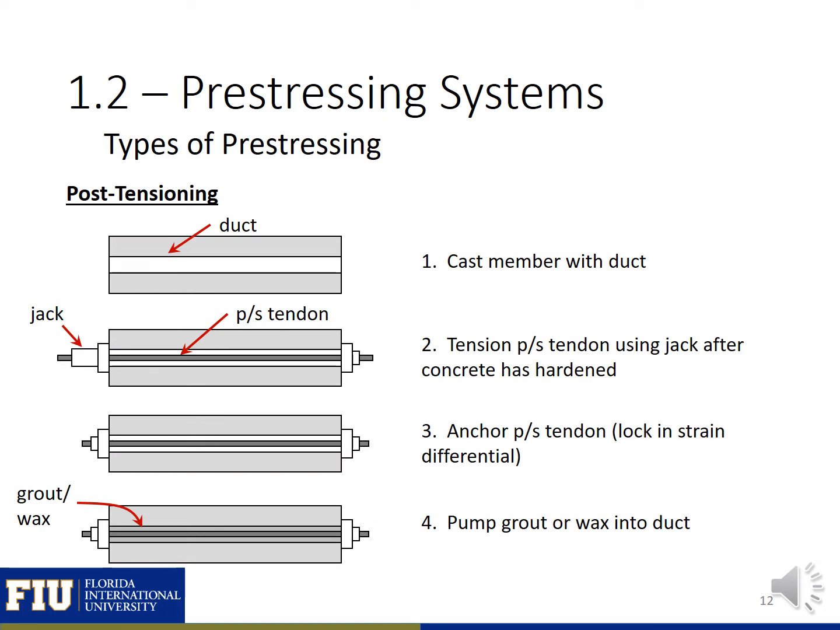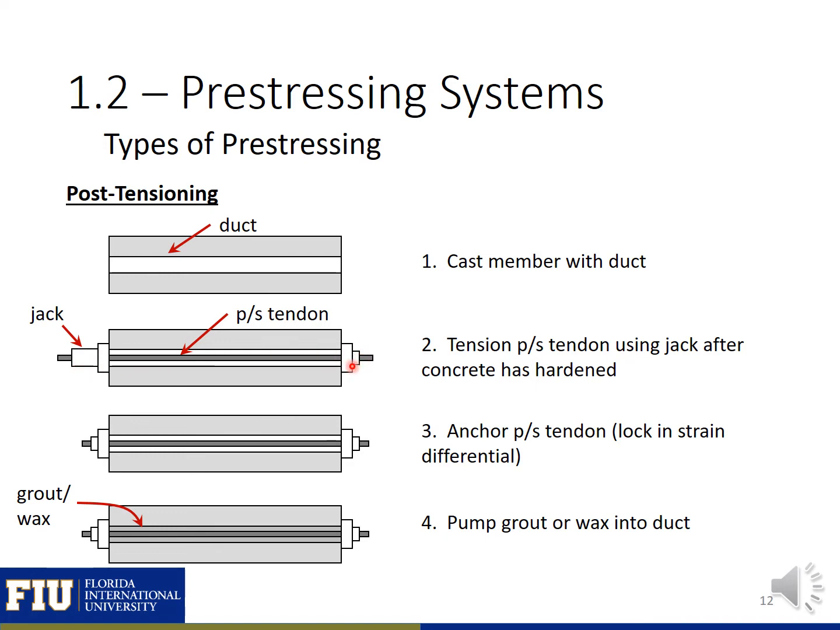The typical procedure for post-tensioning is shown on this slide. First, a member is cast with a duct inside, or with a strand that has some kind of sheathing or wrap on it to cause no bond between the concrete and the strand. After the concrete is allowed to harden to a certain strength, the strands are then tensioned with an anchorage device on one side of the member and an anchorage and a jack on the other side of the member.